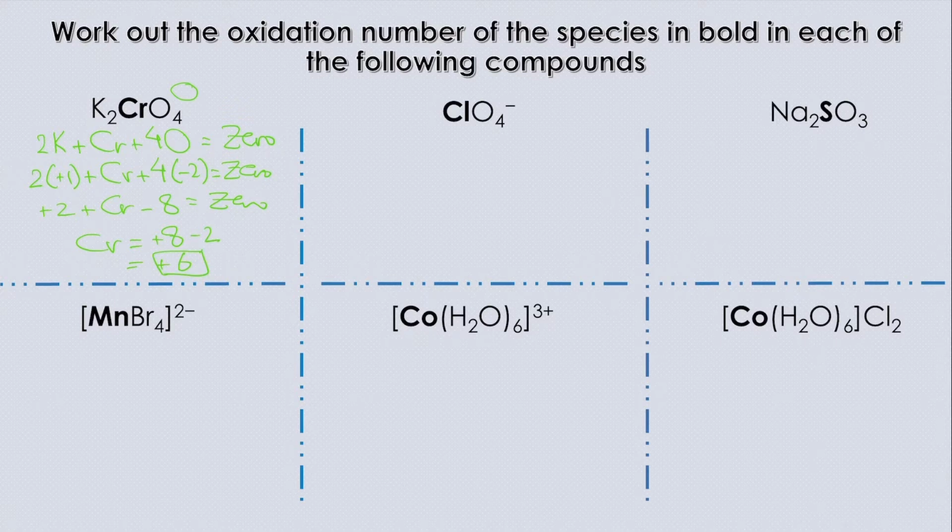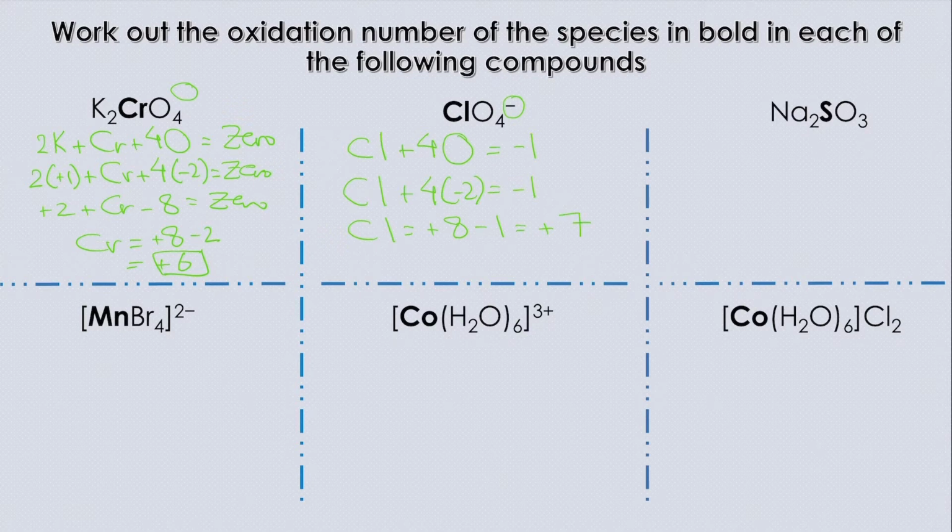Okay, next one, Cl plus 4 oxygens equal to -1. It's a polyatomic ion, so the total oxidation state is equal to its charge, so it's -1. Cl plus 4 oxygen is -2 each, as we agreed before. So this is -8, so Cl will be +8 minus 1, so it's equal to +7.